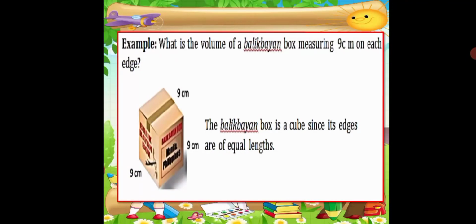Example: what is the volume of a balikbayan box measuring 9 cm on each edge? Ang bawat side o bawat edge ay equal size. There is 9 cm on each side. So the balikbayan box is a cube since the edges are equal in length.